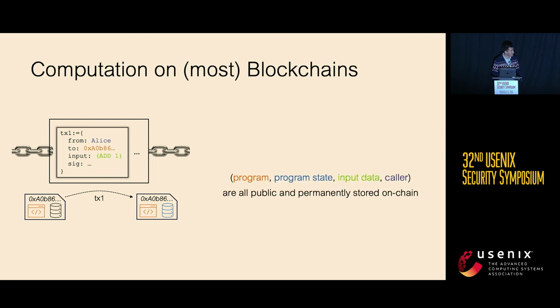And as we can see in this model, the program states, input data, and the caller who's initiating these transactions, all of these fields are public, and they're permanently stored on-chain. This is important for a public blockchain to achieve public verifiability, which means that any node in the system is able to re-execute these transactions and agree on the state of the system.